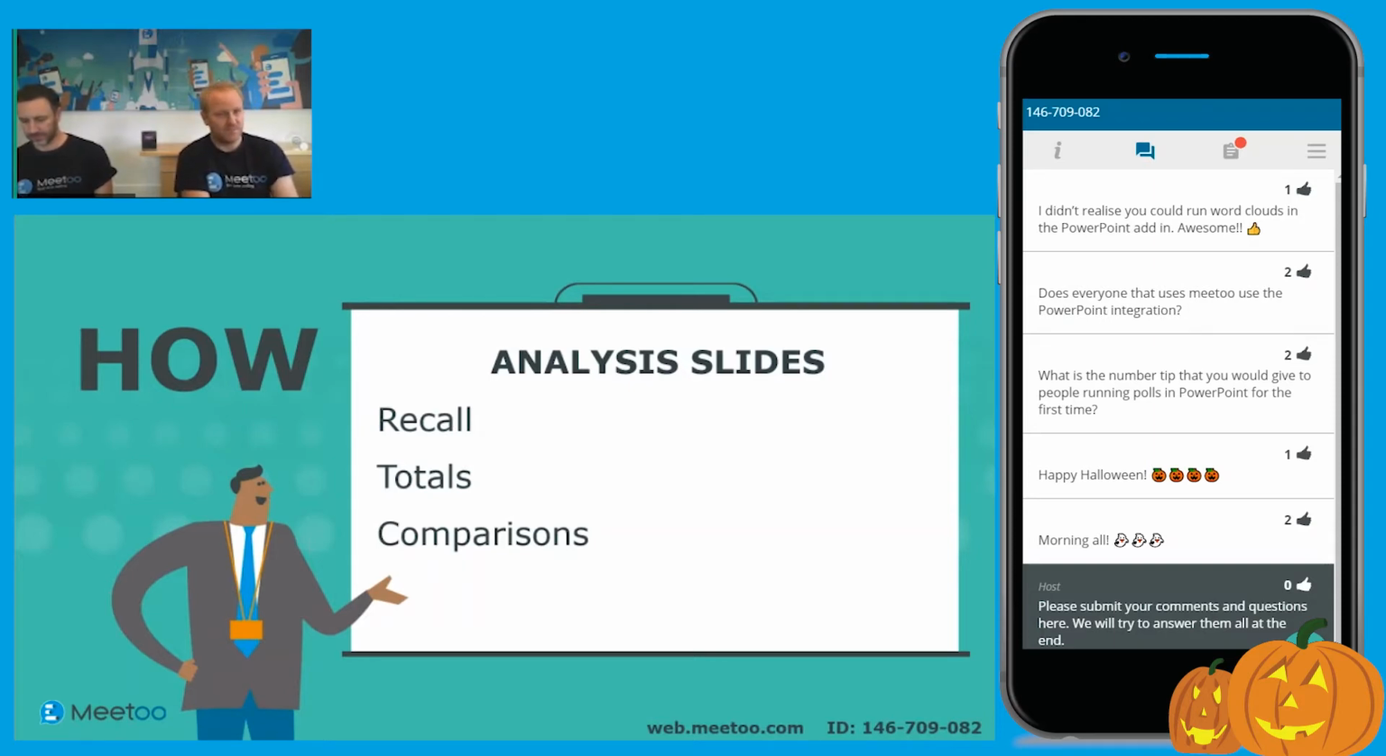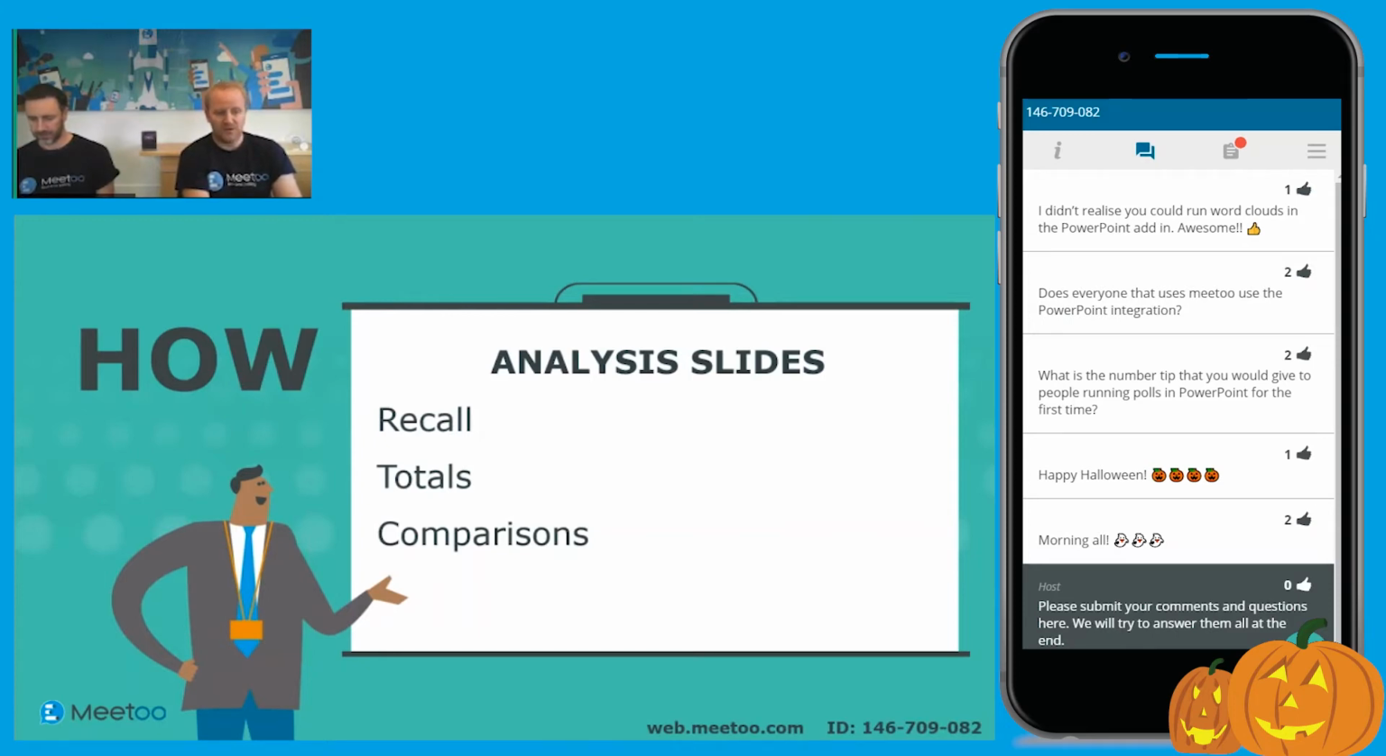Now recall slides, just like the other two, do exactly what they say. You've got the ability to re-show results from an earlier poll, or indeed if you decided to actually hide those results earlier, you're able to actually recall them and look at them afterwards. An example of this might be where you want to capture the opinion of people before they're potentially swayed by a discussion or a presentation, and then actually reveal what they thought before it happened.